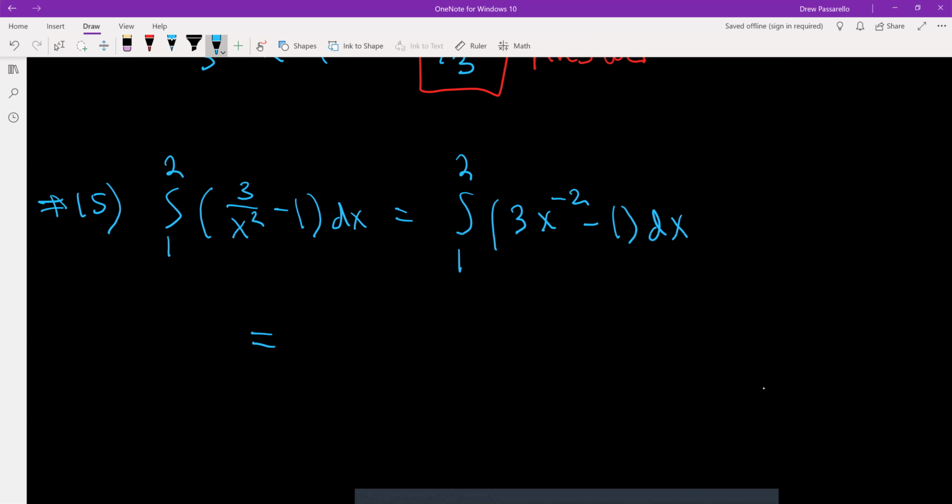So when I integrate this, it's going to be 3 times the integral of x to the negative 2. But when you integrate x to the negative 2, that becomes x to the negative 2 plus 1. Or you add 1 to it and you divide by that same thing. And then I have minus 1. When you integrate 1, it turns into the variable, in this case, variable is x. So it'll be minus 1 times x, which is just minus x.